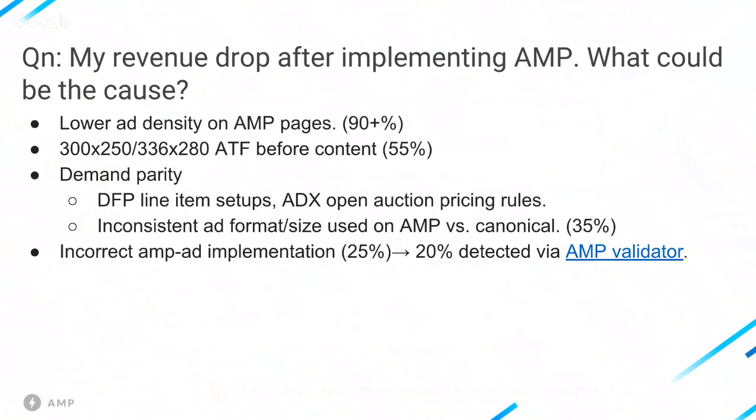So do not forget about your setting for AMP. And lastly, again, I gave you an example of the link ad units previously. Inconsistent ad format or size that I use on AMP versus canonical is definitely another reason why you don't see it as much. And then lastly, 25% of the websites that I saw have incorrect AMP ad implementation, and 20% can actually be detected easily with the AMP validator. So again, always test your website every time you make changes.